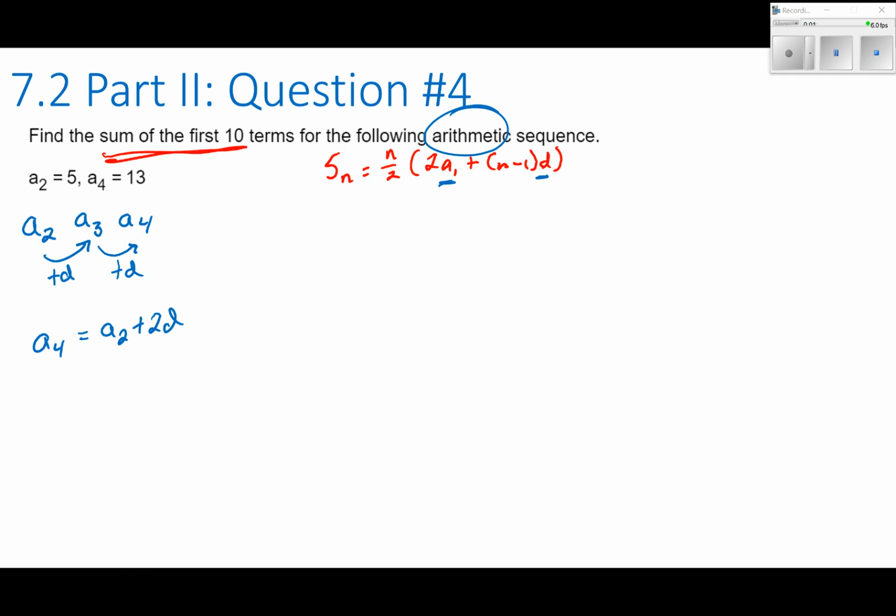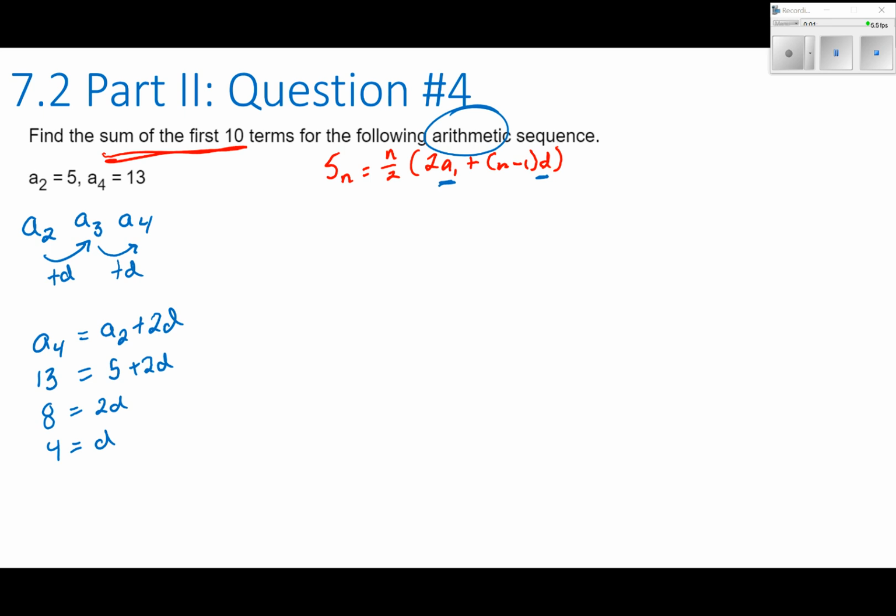And I know the numbers for a sub 4 and a sub 2. A sub 4 is 13, and a sub 2 is 5, plus 2d. So now I can solve for d. 13 minus 5 would be 8, equals 2d. So that means 4 is equal to d. So we have our d.